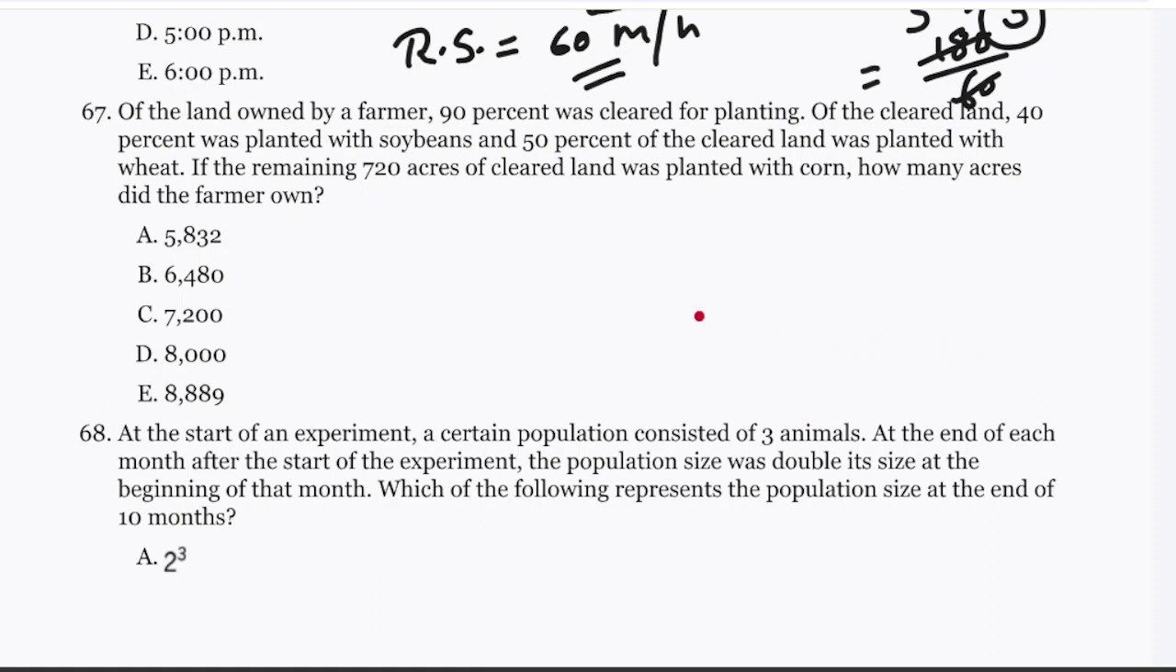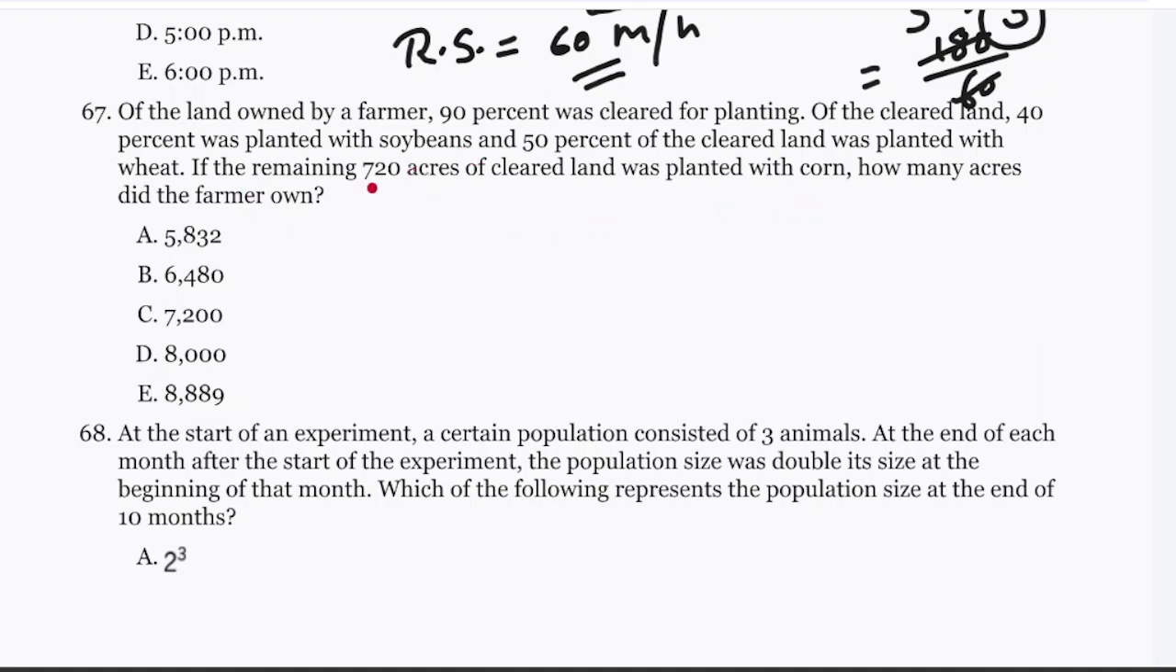Okay. On the land owned by a farmer, 90% was cleared for planting. Of the cleared land, 40% was planted with soybeans and 50% of the cleared land was planted with wheat. If the remaining 720 acres of cleared land was planted with corn, how many acres did the farmer own?